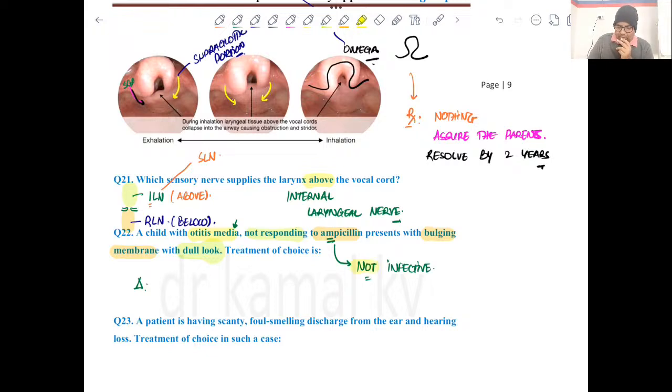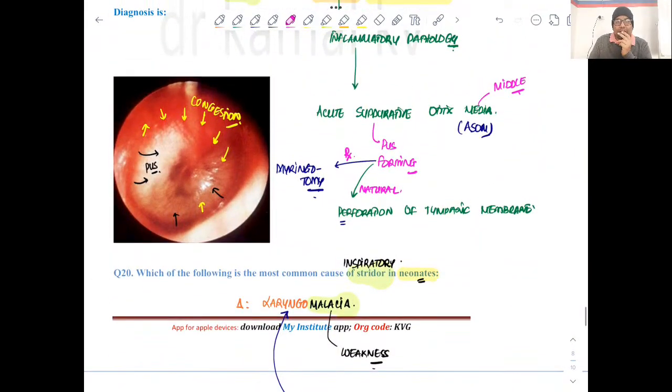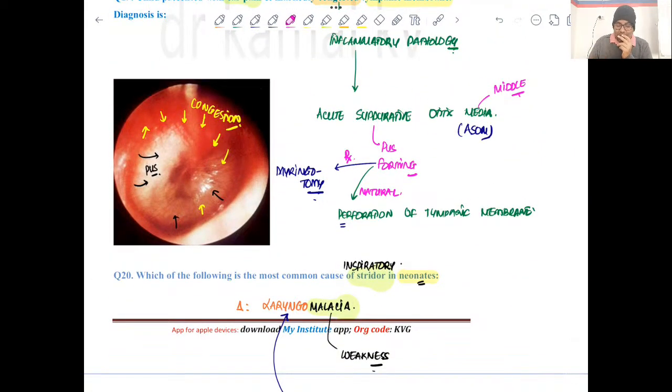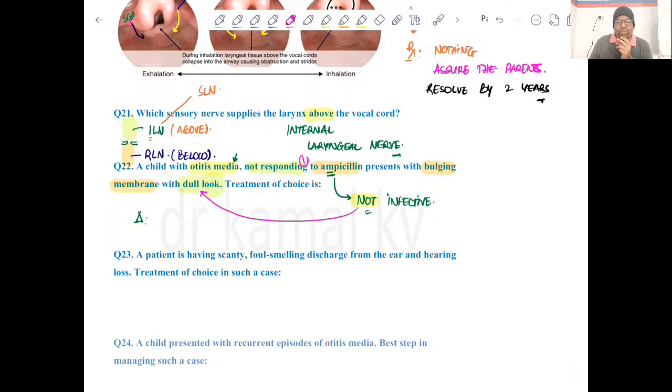Therefore, what we see is that the tympanic membrane is dull looking, because we just discussed how the tympanic membrane looks in a case of infective condition. So this is not an infective condition because it is not responding to antibiotic and it has a dull look. Now what is that condition which is affecting a child and resulting in otitis media? The answer is serous otitis media.